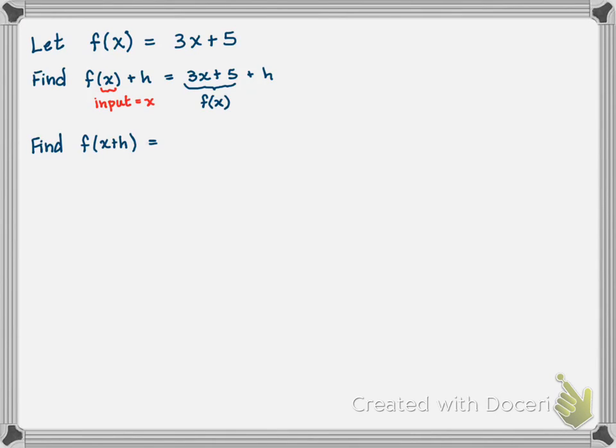So in this case, that plus h is in the parentheses, right? So it's part of my input. So my input here is x plus h, which means I have to consider that as I apply my rule. I can't just tag it on to the end, right? So my input is going to be x plus h.